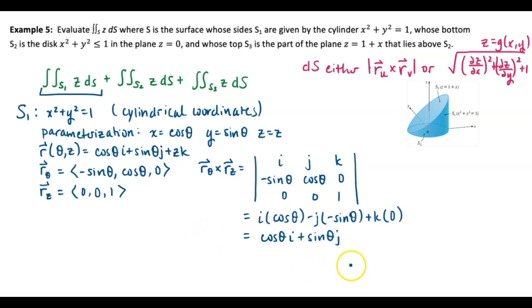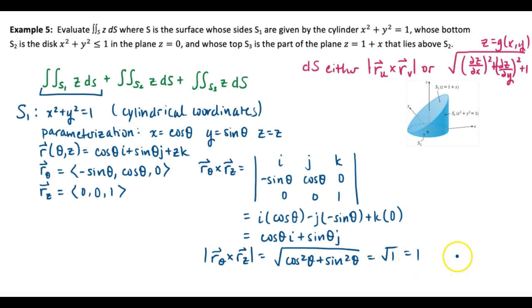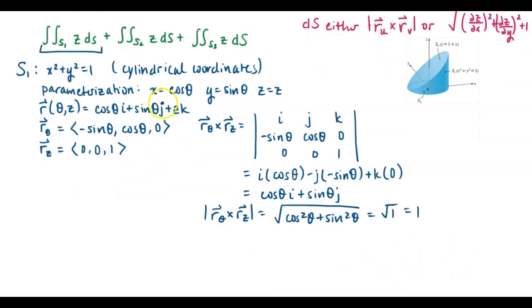Remember that this is our cross product, and so when we find the magnitude of this cross product, we're just taking the square root of both of these terms squared. So the cosine of theta squared plus the sine of theta squared. And we can see what happens. We know that this is just equal to 1, and the square root of 1, because we know this needs to be positive, is just 1.